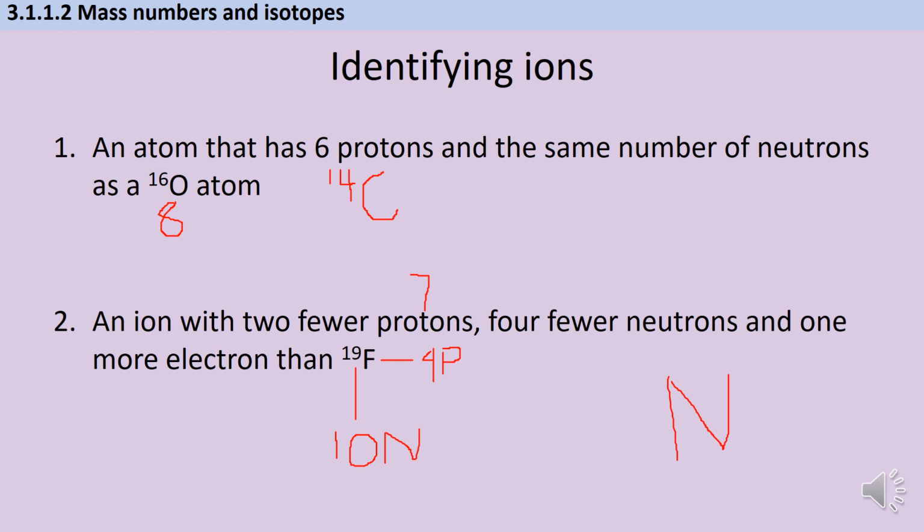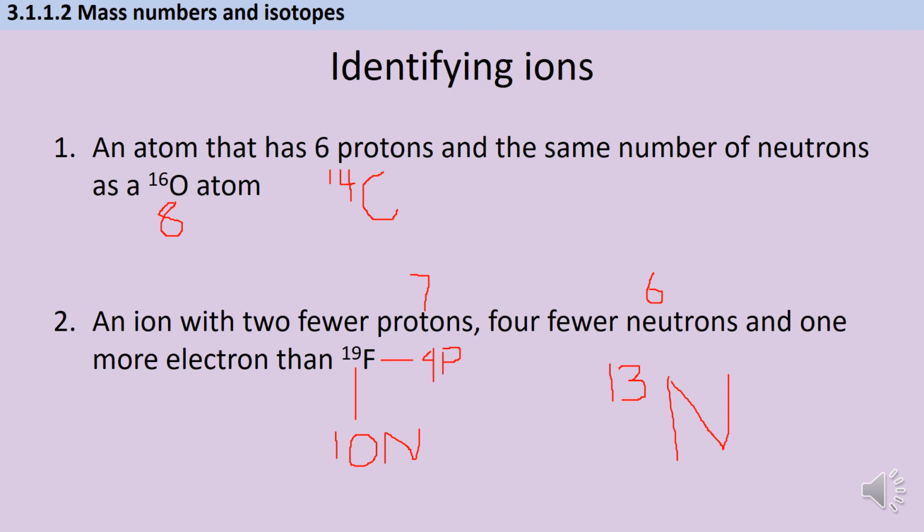And so if we've got 4 fewer here, then we're going to have 6. So if I've got 6 neutrons together with my 7 protons, that's going to give me a mass number of 13. Now, if this was an atom, I could stop at this point, but it's not. I've got 1 extra electron as well.